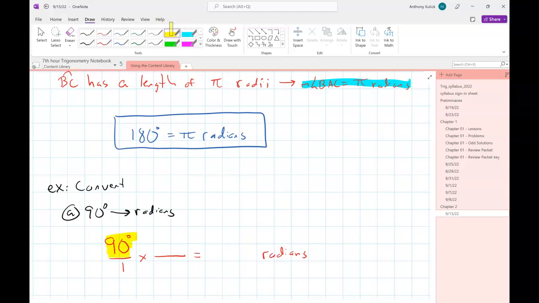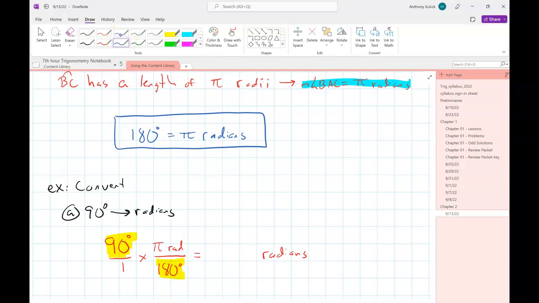If I have degrees on top, what unit should be in the denominator? Degrees also, right? And in our case, that's specifically 180 degrees. And what should be on top of 180 degrees? The other half of my conversion factor, which would be pi radians. Everybody okay with how I set that up?